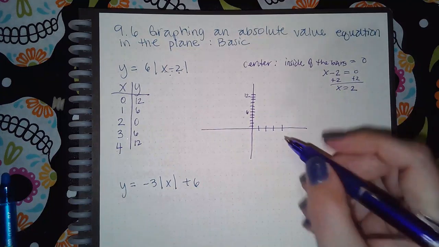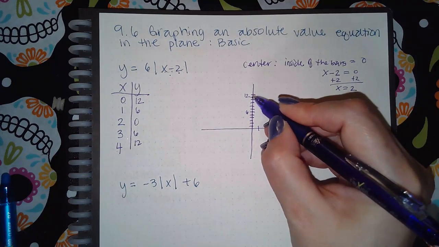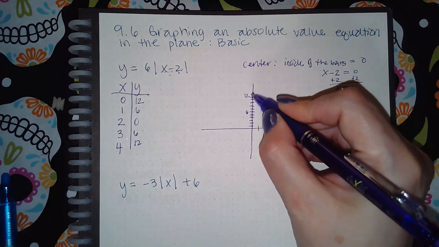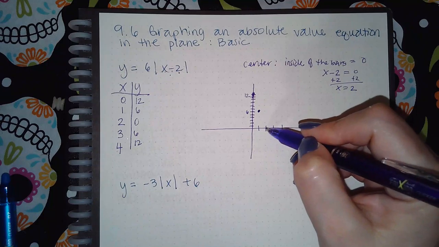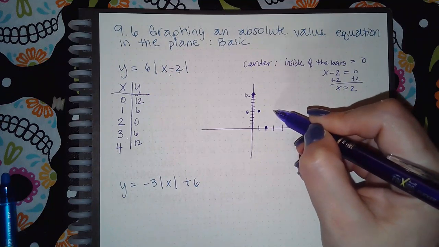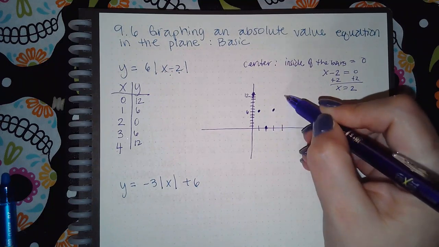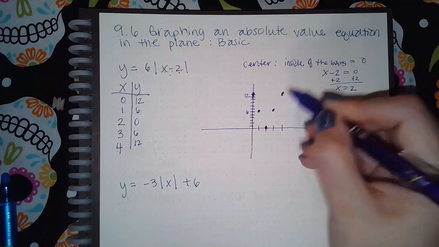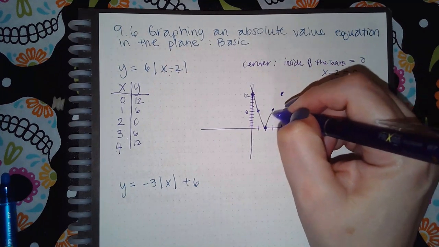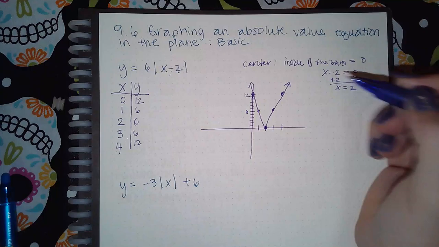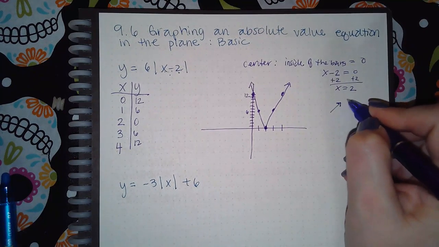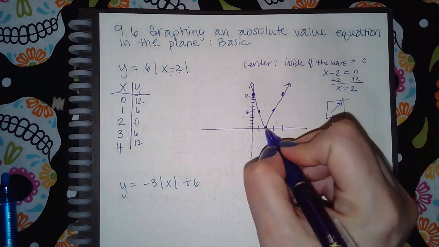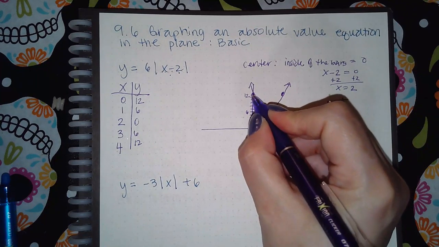So 1, 2, 3, 4, 5, 6, 7, 8, 9, 10, 11, 12. So 1, 2, 3, 4, 5, 6. So then I have 0 and 12. Oops, it's up here. And then 1 and 6, 2 and 0, 3 and 6, and then 4 and 12. And so we get the V shape here.